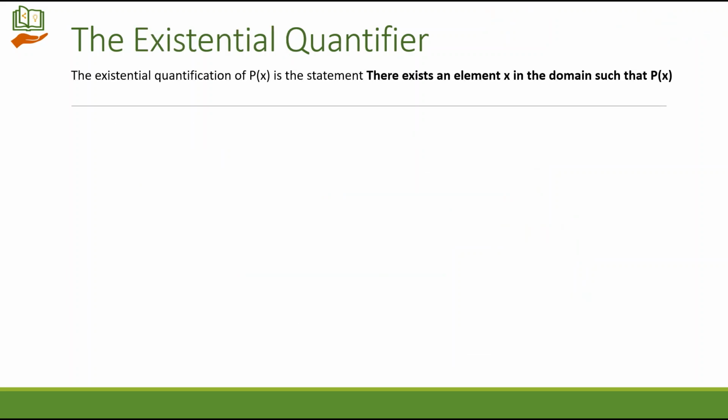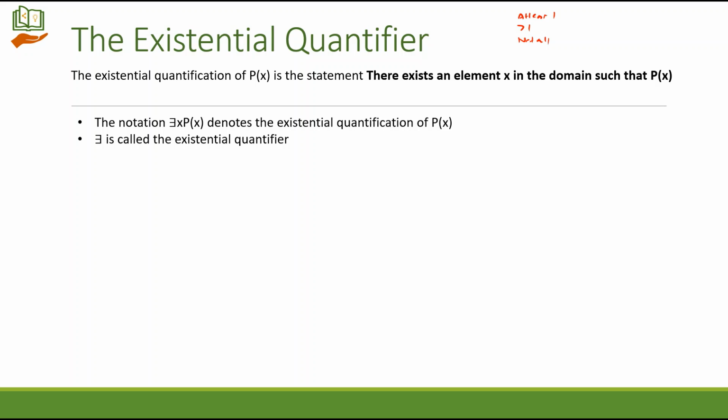Now we will see about existential quantifier. The existential quantification of P of x is the statement, there exists an element x in the domain such that P of x. It means at least one value should be true. There is no condition that it should be only one. It can be more than one, but not all.